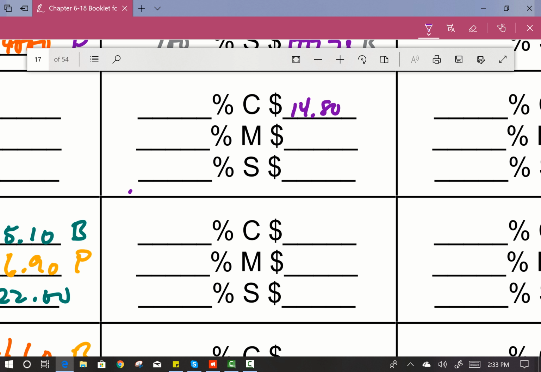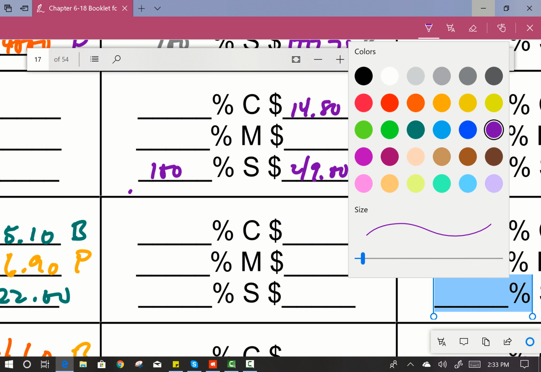And the selling price is $49. And we want to find the percent of markup based upon selling price. So selling price is going to be 100%, which makes selling price the base. We're going to go to the first place that we can add or take the difference. And the difference between the cost and the selling price is $34.20.